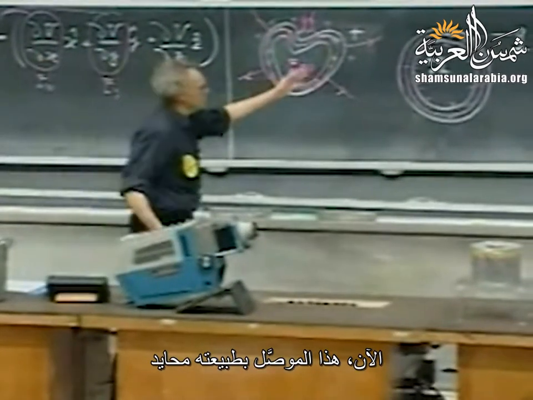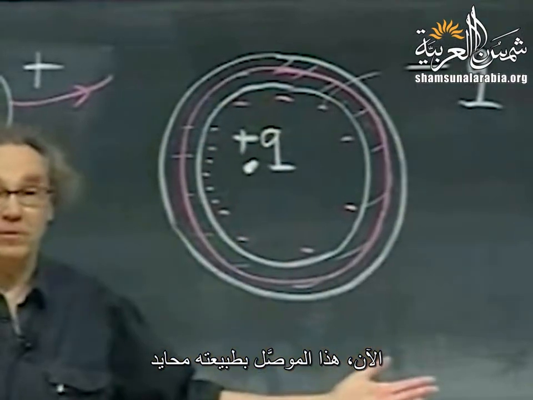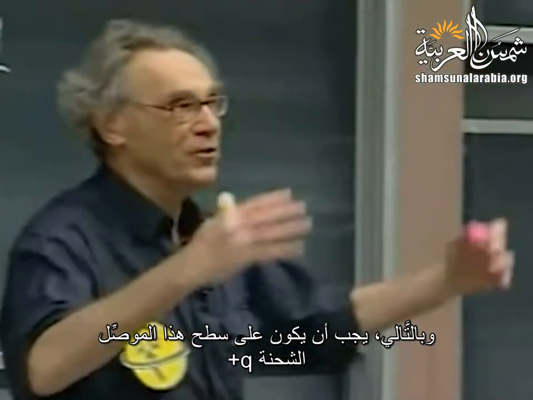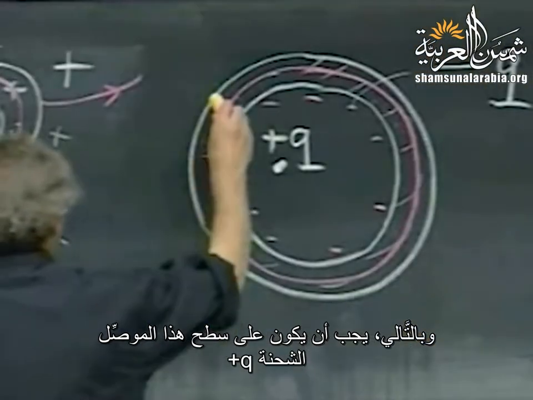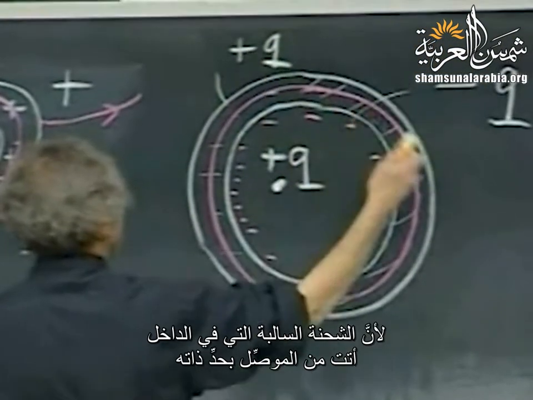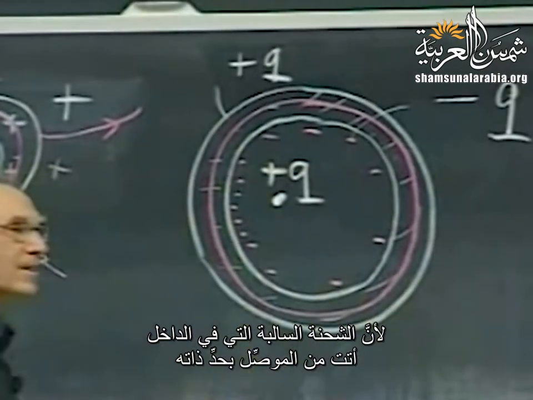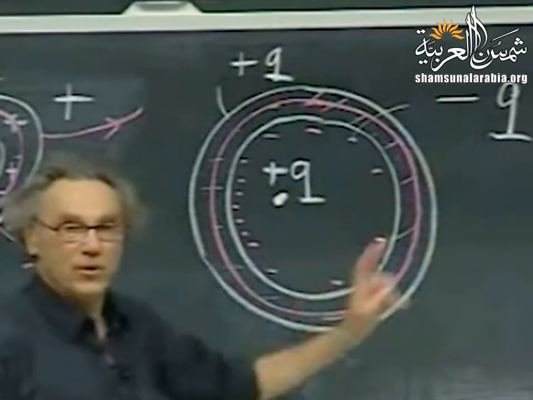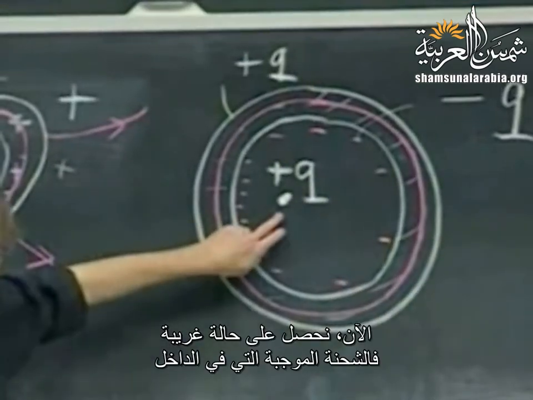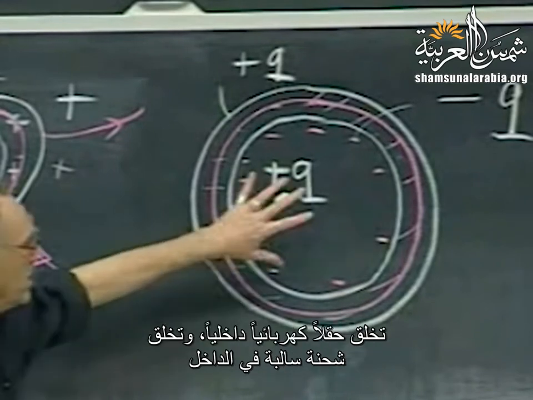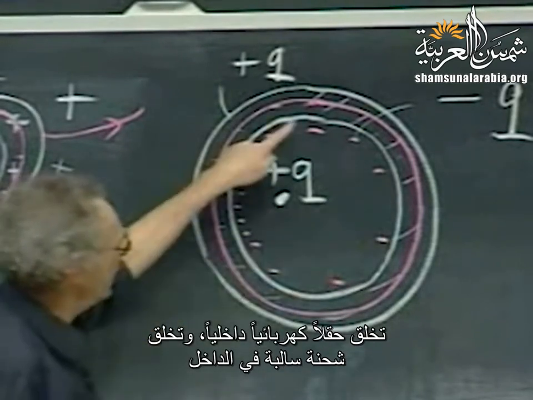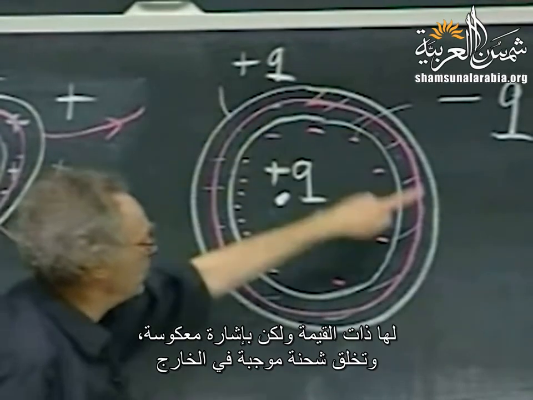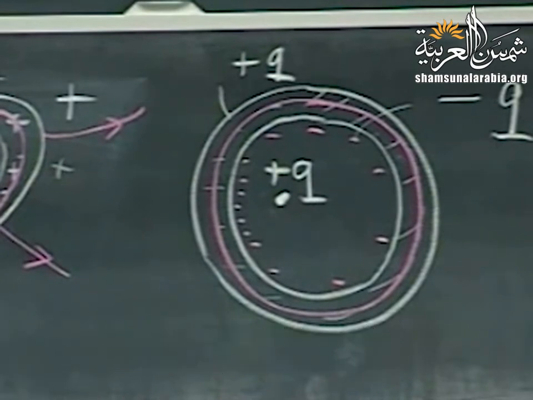Now this conductor originally was neutral. It had no net charge. So therefore, on the surface of the conductor, we must now see charge plus Q. Because the minus charge on the inside came from the conductor itself, and so the sum must be zero. So now you get a peculiar situation that the plus Q charge inside, which creates an E field inside, creates negative charge on the inside, the same in magnitude, opposite in sign, and plus Q charge on the outside.